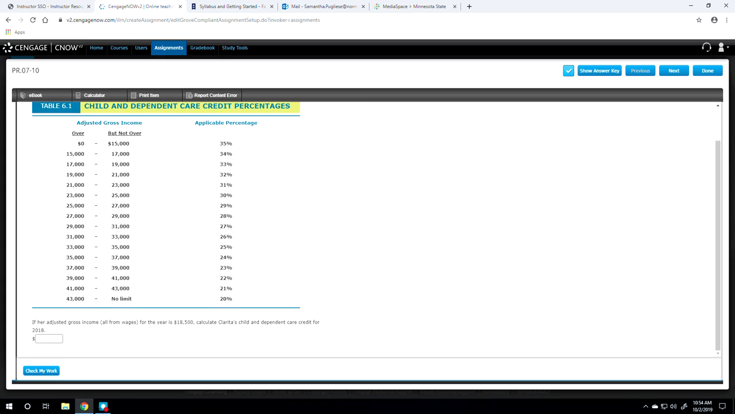So then they tell us down here, her adjusted gross income is $18,500. So $18,500 falls right in this range right here, and we're going to use 33%. So for this problem, the answer would be her $3,000 of expenses times 33%, which is $990.